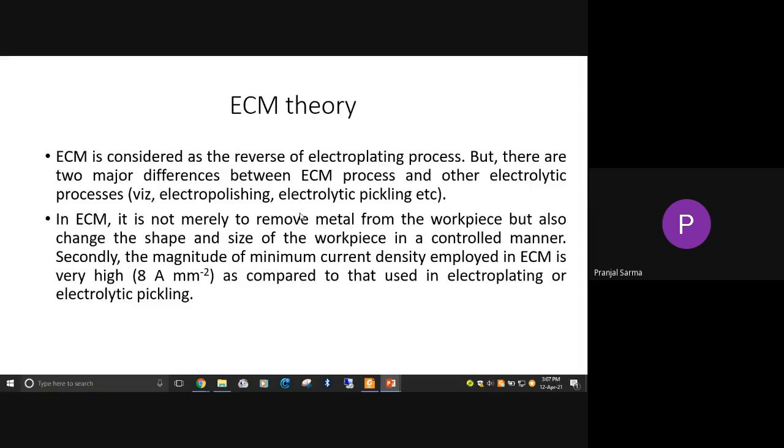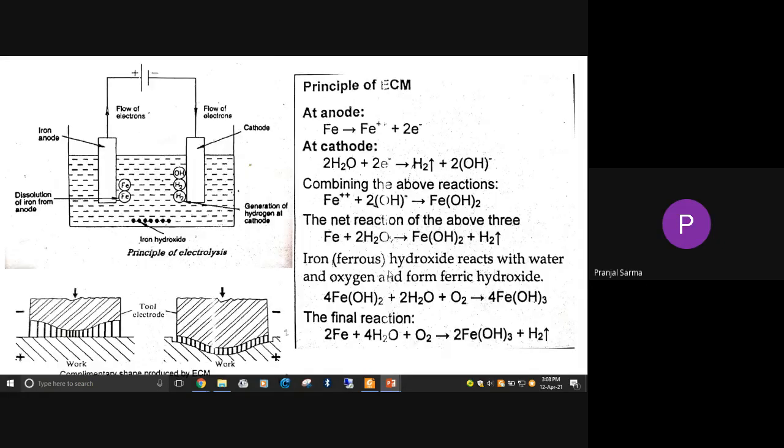Secondly, the magnitude of the current density, which is generally employed in ECM, is very high compared to the other processes, the other electrolytic processes we are discussing. So these are the two basic differences with respect to the ECM process and the electroplating process, even though we can consider ECM as the reverse of the electrolytic process.